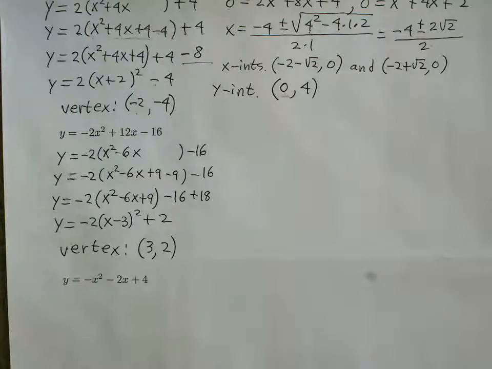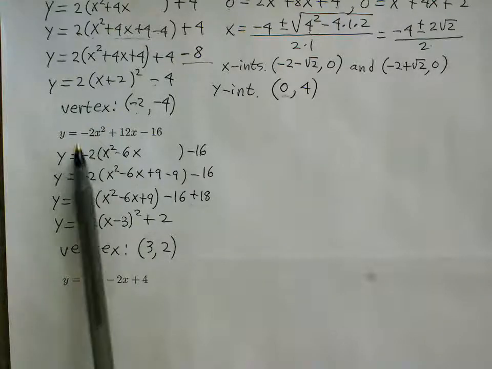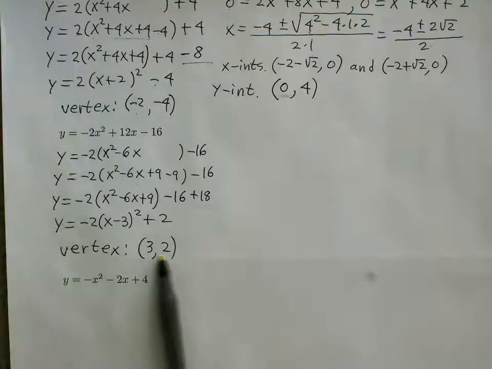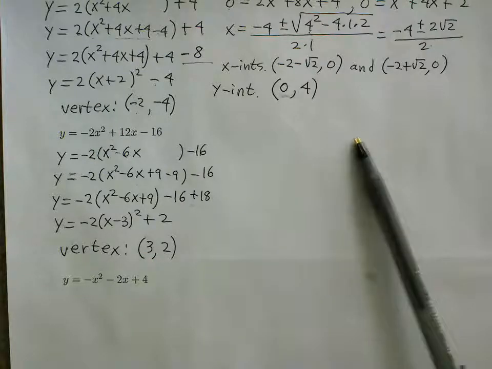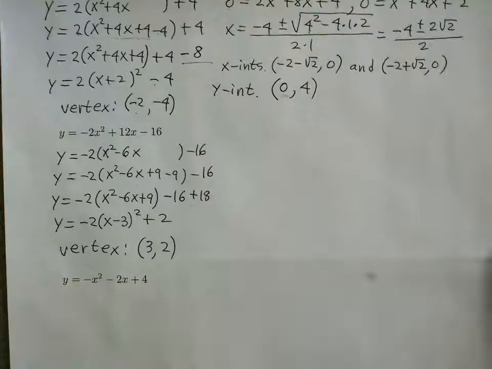How do we know that there are 2 x-intercepts without even graphing? The vertex is above the x-axis, but the leading coefficient of the quadratic function is negative, which means the parabola opens downward. So that means the vertex is the highest point, and if the parabola opens downward, it has to cross the x-axis twice.